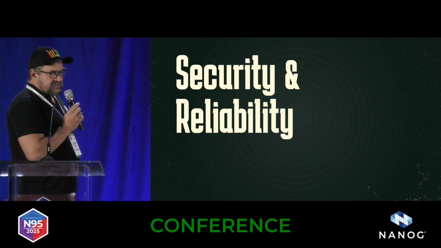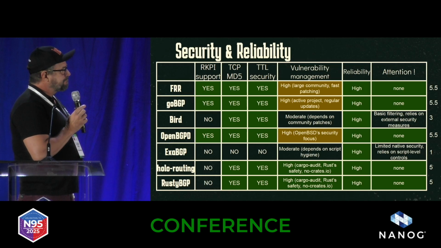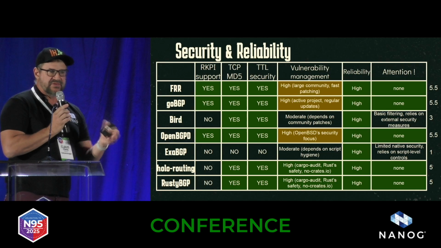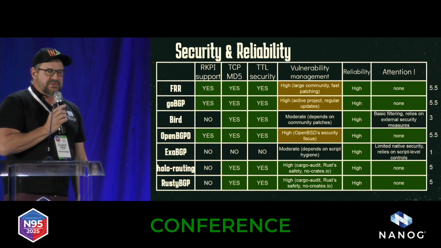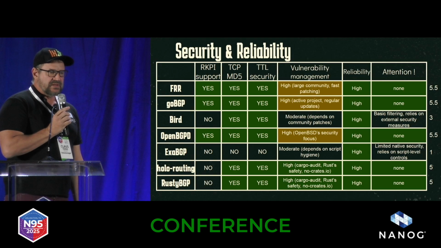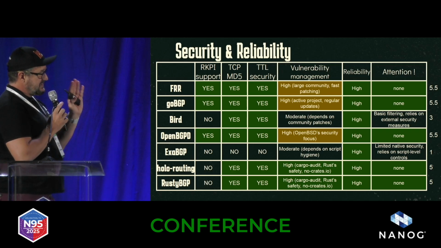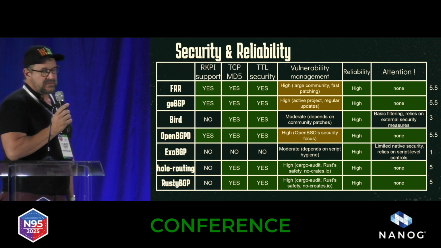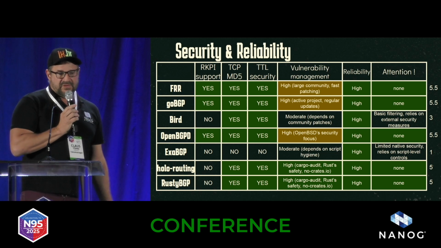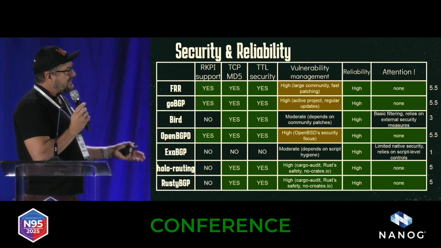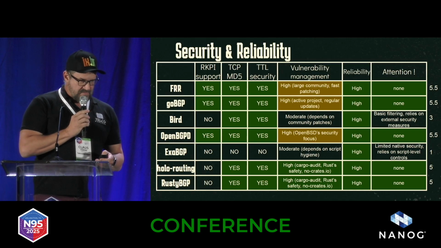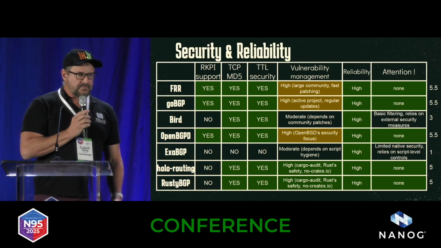Let's go to another one, very important. I made some mistakes here. For instance, Bird supports RPKI, so I did a wrong update on this slide here. But anyway, this is the methodology here. I chose some of the security aspects and I put them here. So ExaBGP loses on all of them because it's not intended to do that. So you lose points there. And let's go to the next one.